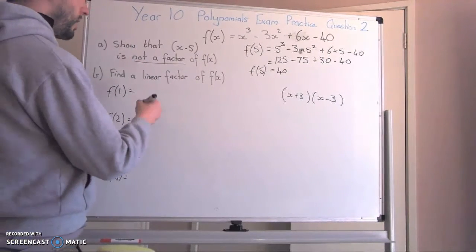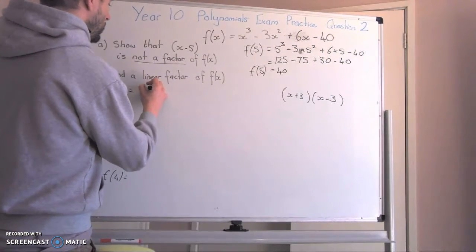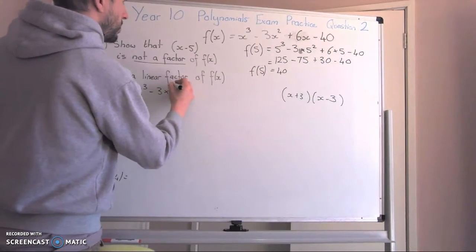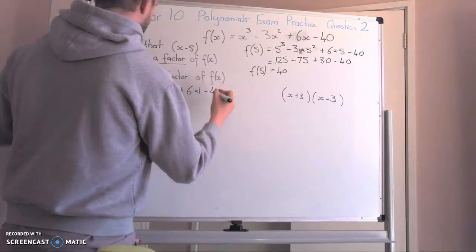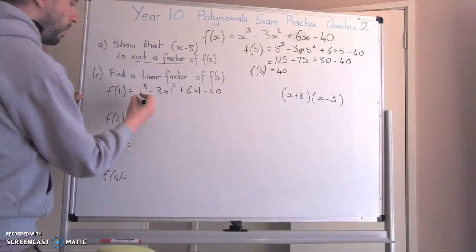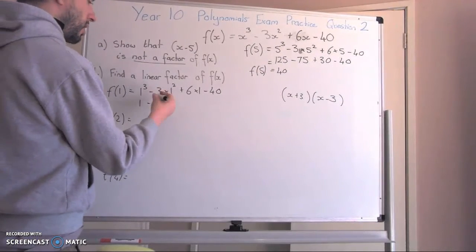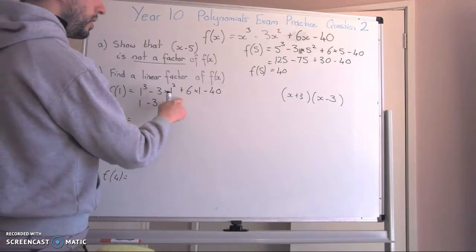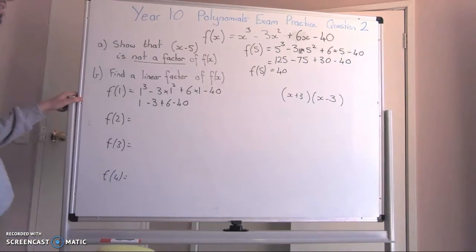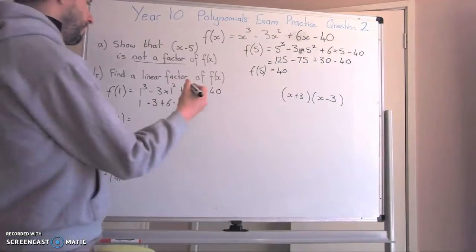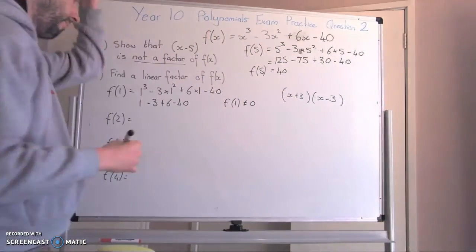So the first thing I'm going to look at is substituting 1 into my polynomial. So I've got 1 to the power of 3 minus 3 times 1 squared plus 6 times 1 minus 40. 1 to the power of 3 is 1. 1 squared is 1. Times 3 is 3, so take away 3. 6 times 1 is 6, plus 6 minus 40. Straight away I can see here I'm not going to equal 0. So the function of 1 does not equal 0.